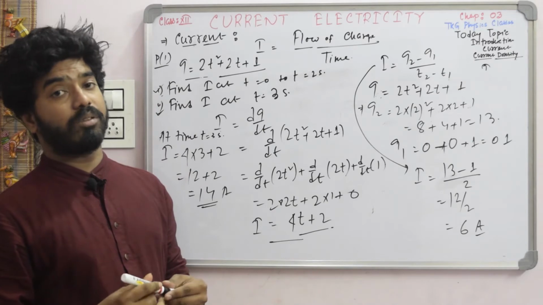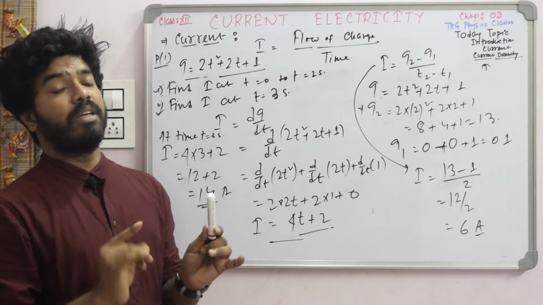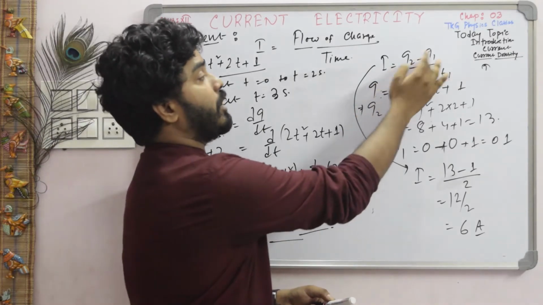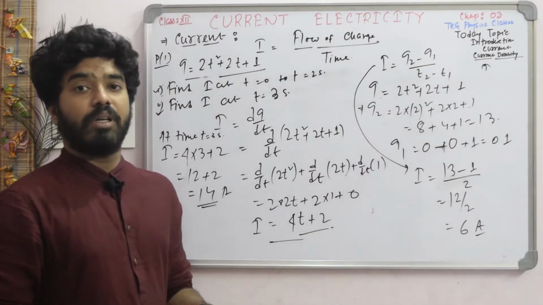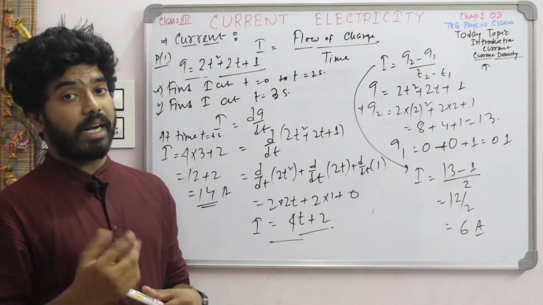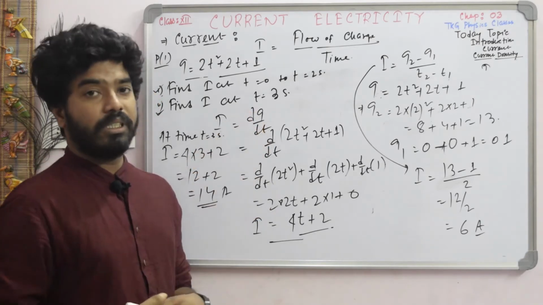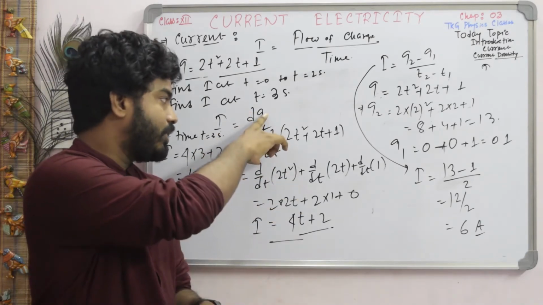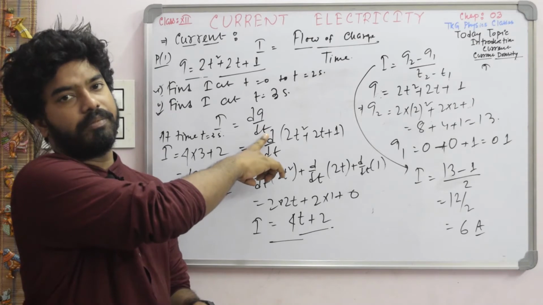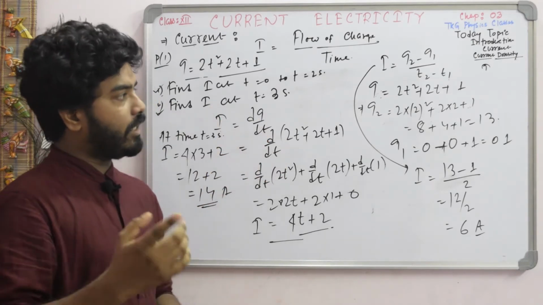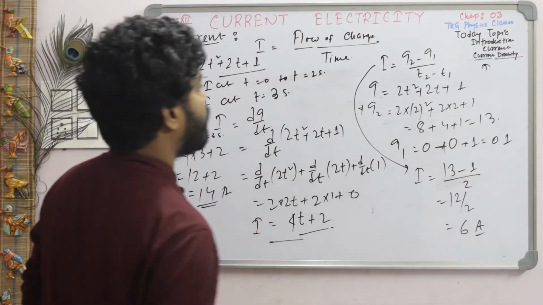When you have to find the current between two time intervals, the formula is Q2 minus Q1 divided by T2 minus T1, and when we find the current at a particular time, the formula is I is equal to dq by dt. That means we have to differentiate Q with respect to time. Okay. Now, take another problem. Problem 2.